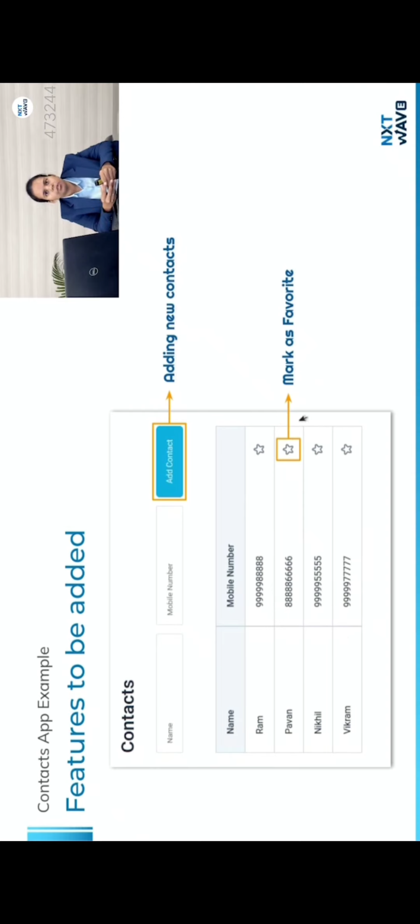Now, coming to mark as favorite. So we have the star there. You can see by clicking on the star, the contact will be marked as favorite. By clicking on it again, the contact will be removed as favorite. So these are the two features that we are going to add.